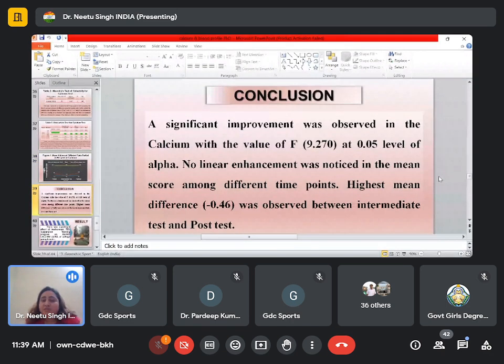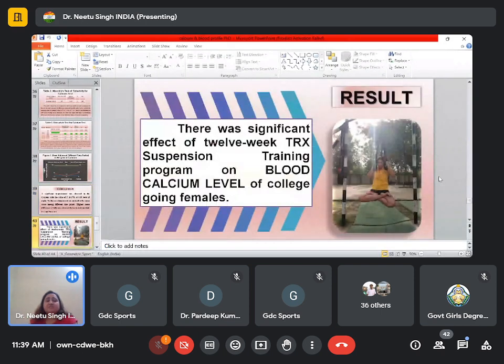A significant improvement was observed in calcium with a value of F = 9.270 at the 0.05 level of alpha. No linear enhancement was noticed in the mean score among different time points. A higher mean difference of minus 0.46 was observed between the intermediate test and the post-test. Now the result: there was a significant effect of the 12-week suspension training program on blood calcium level of college-going females.